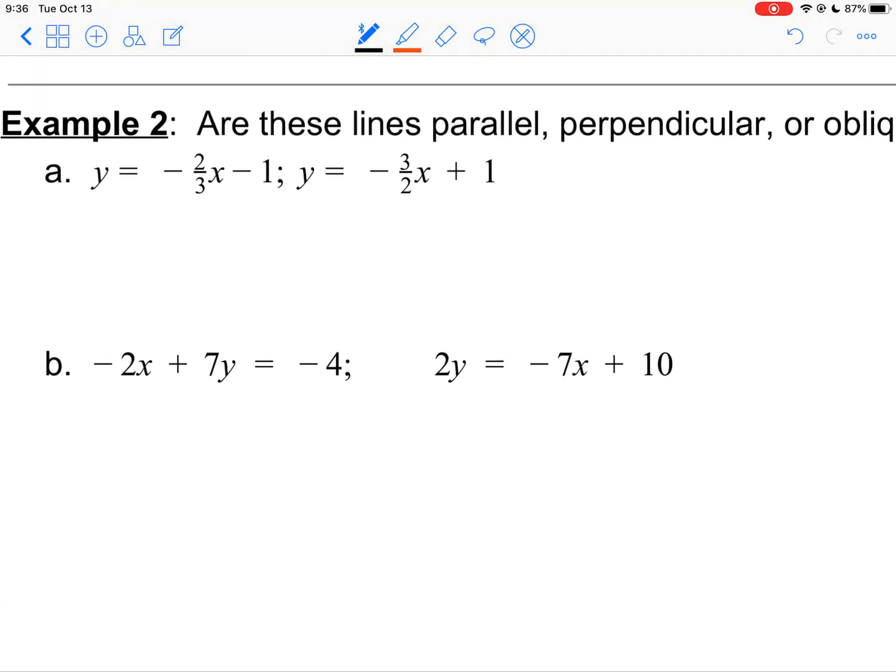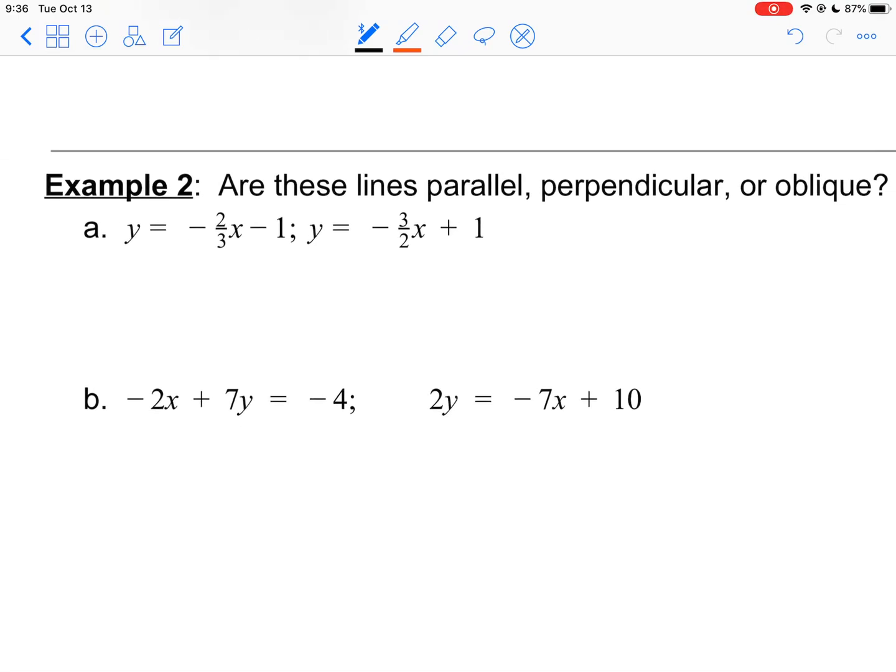Now we're going to look at sets of lines, and we're going to decide if these lines are parallel, and parallel lines have the same slope. If they are perpendicular, which means that they are opposite reciprocals, or if they are oblique, which just means that they intersect. So this is anything else.